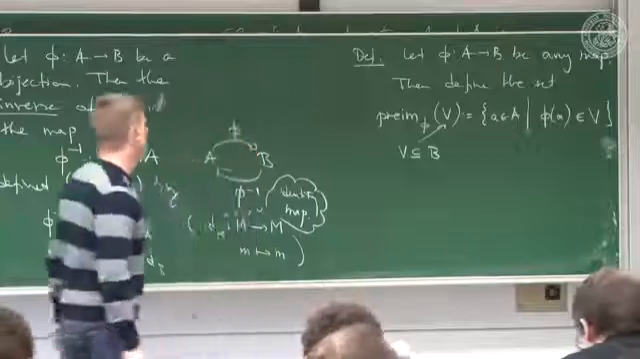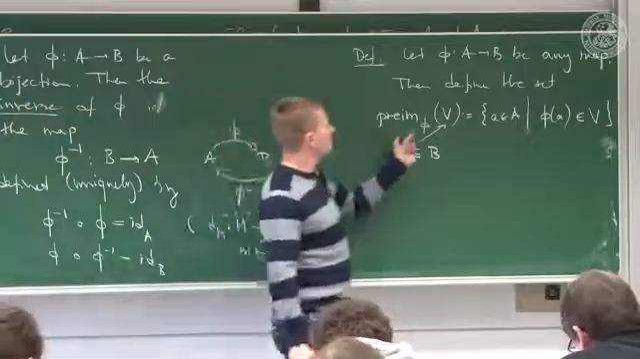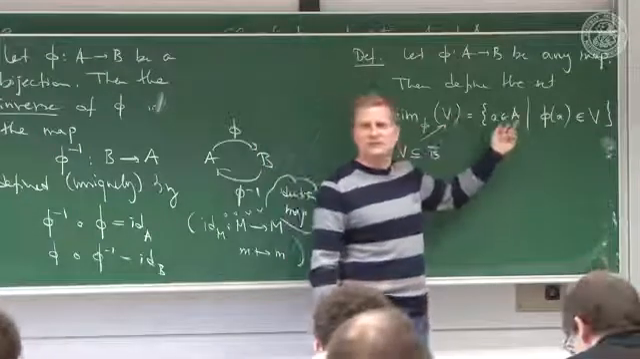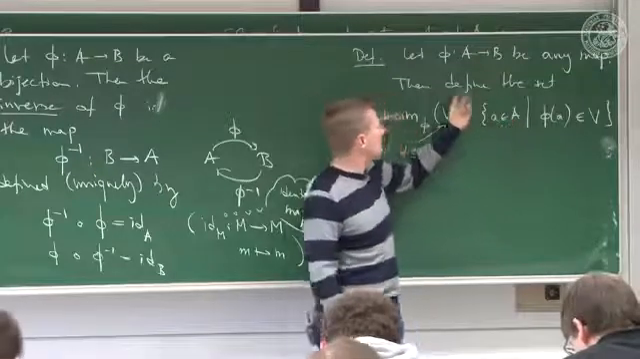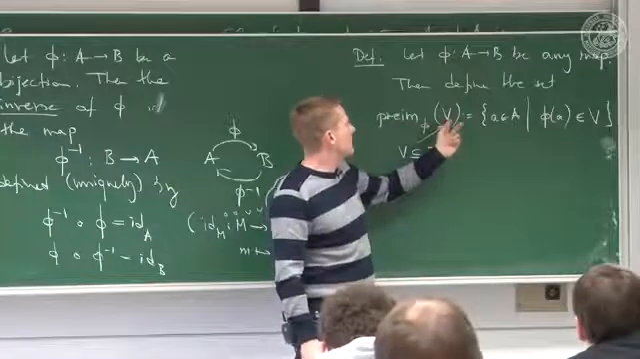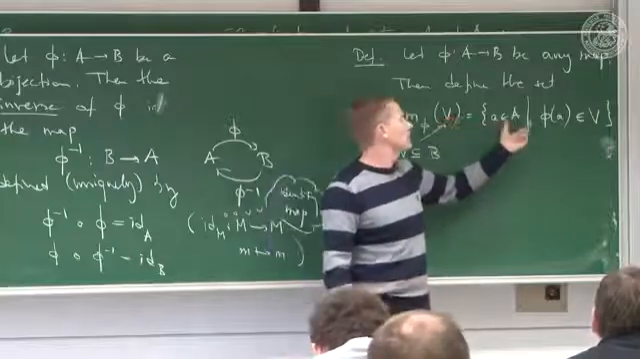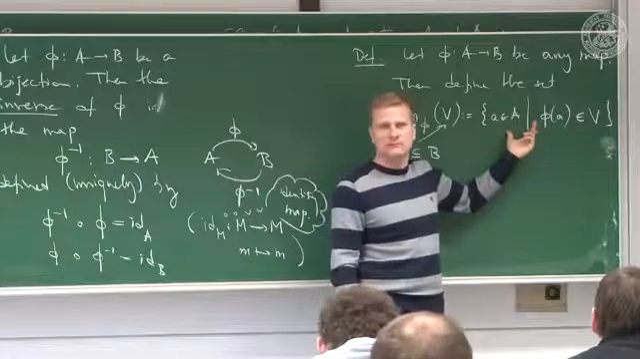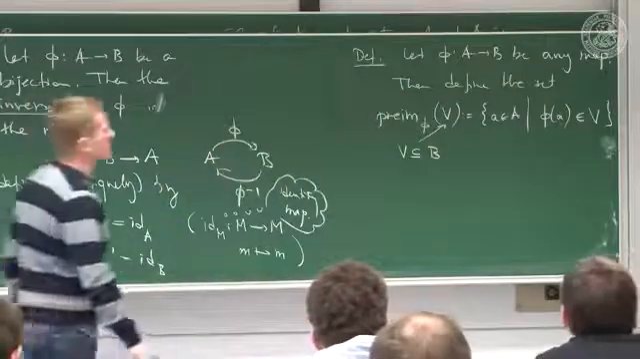Okay. Now, if you have a bijection, then the pre-image of an individual element will always be a set with a single element, obviously. If you have a non-bijection, then the pre-image of a one-element set can be a set with several elements. Okay? But the pre-image is always a set.